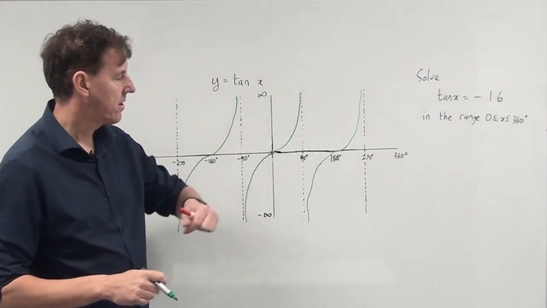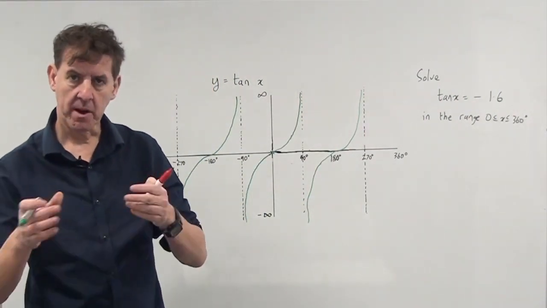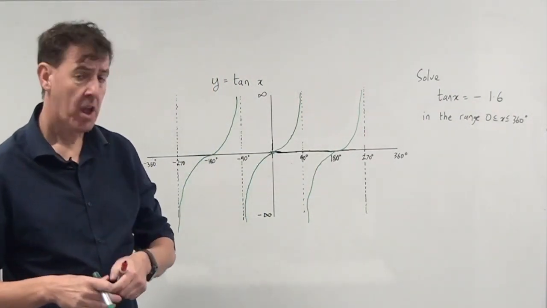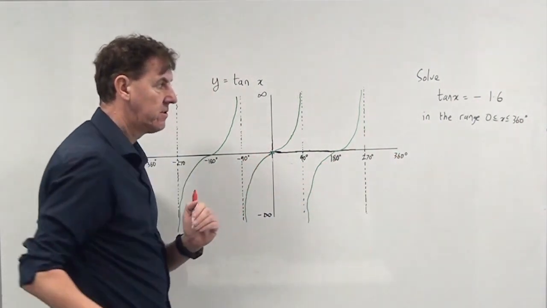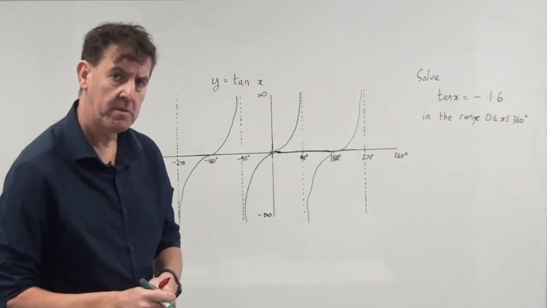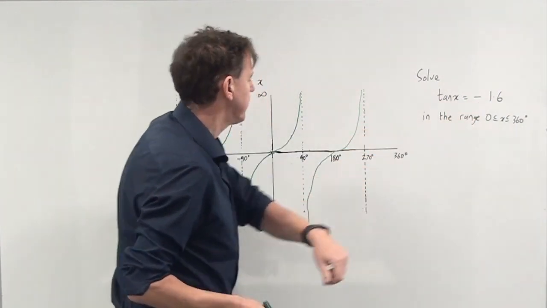Okay, so let's put this equation here. We've got tan x is equal to negative 1.6, again in the range 0 to 360 degrees. So what have we got? We're concentrating on this part of the graph, because the range is 0 to 360. And what we're going to do is draw a line to represent y equals minus 1.6.